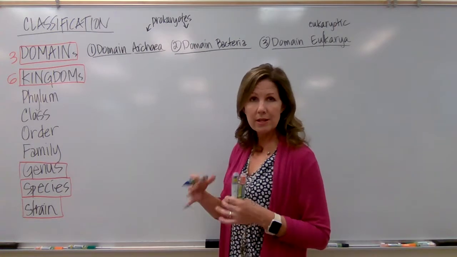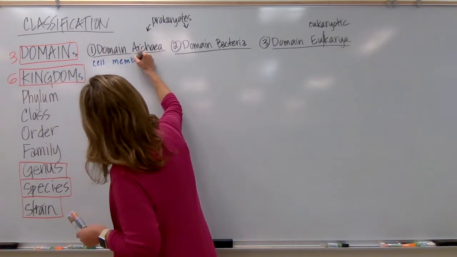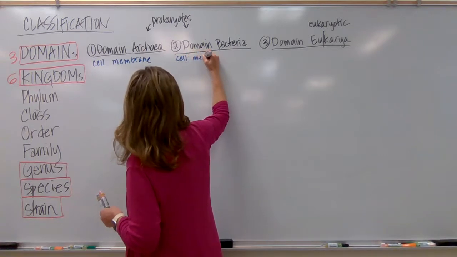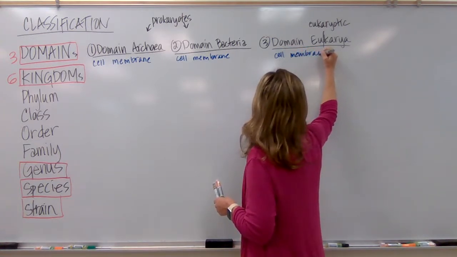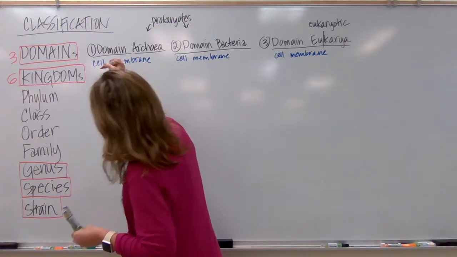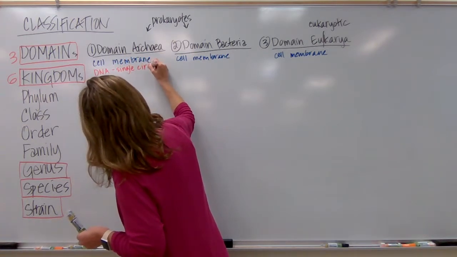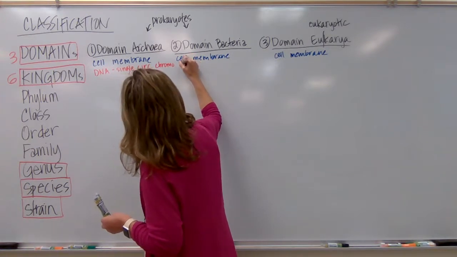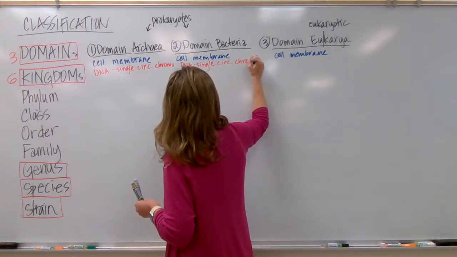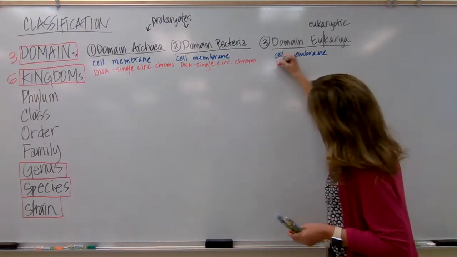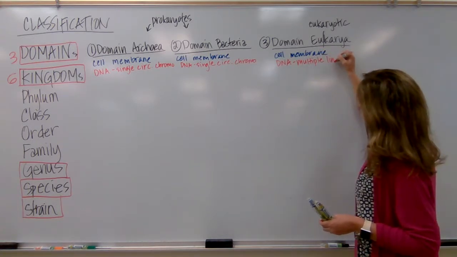A few things that cells all have in common would be that cell membrane. So they all have a cell membrane. And they all have DNA. However, this is that single circular chromosome. And this one also has DNA, multiple linear chromosomes.